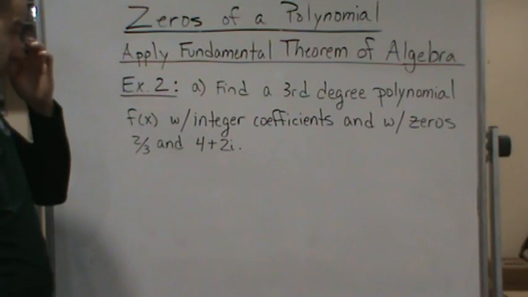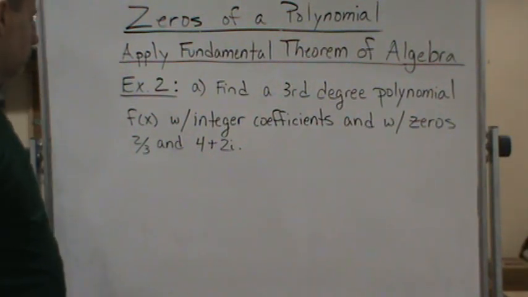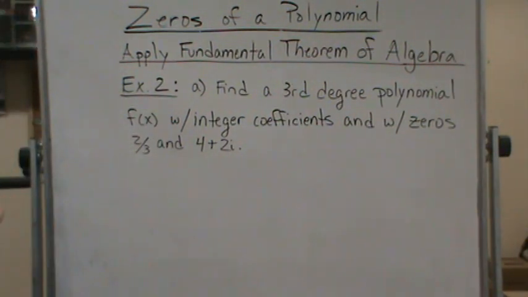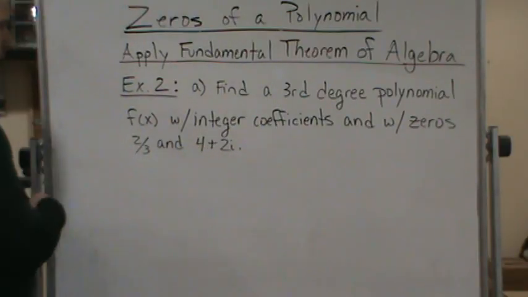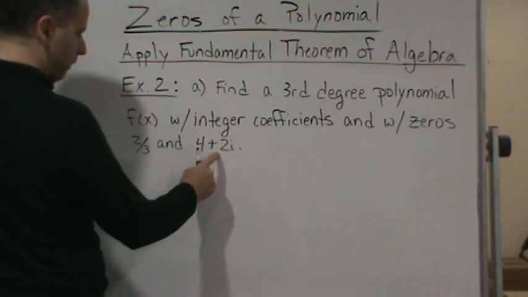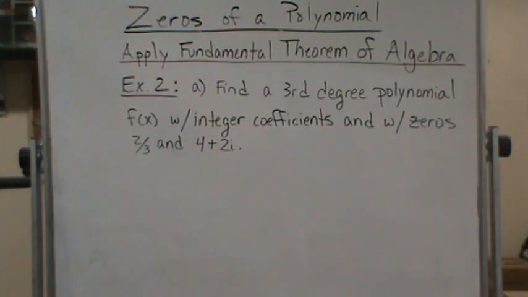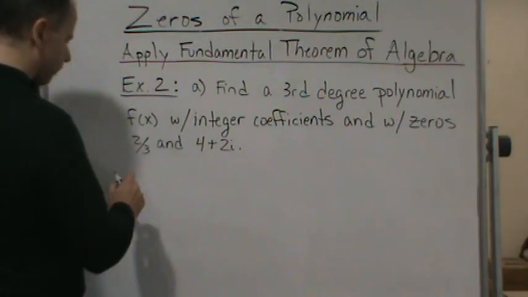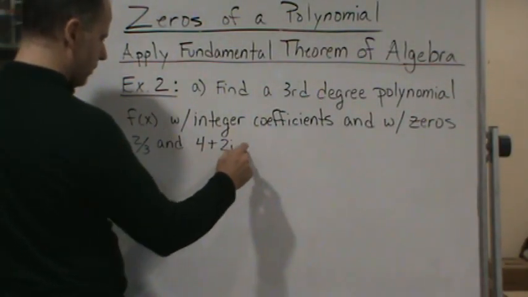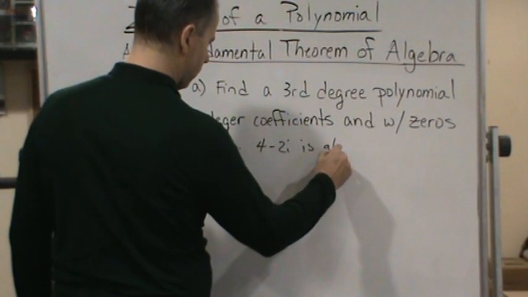Now, since it's a third degree polynomial with integer coefficients, which are real, and they're giving us these two zeros, which means we have a third zero remaining. That third zero has to be the conjugate of this, because remember, these zeros always happen in conjugate pairs. So the other zero is 4 minus 2i.